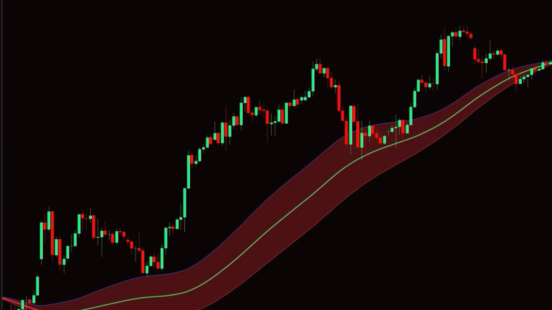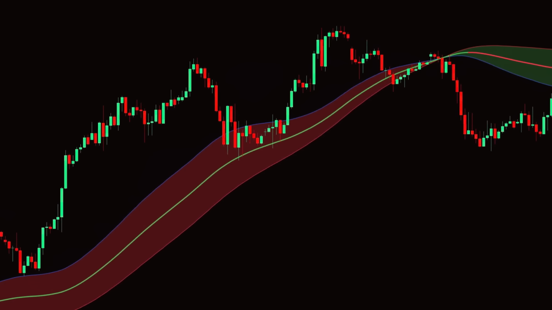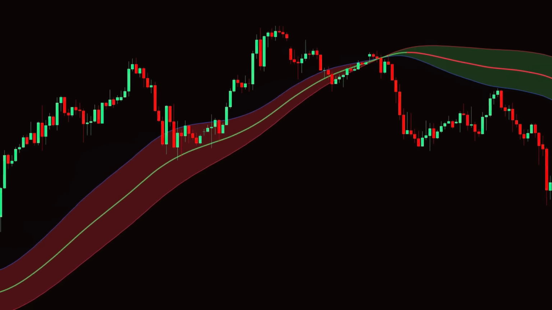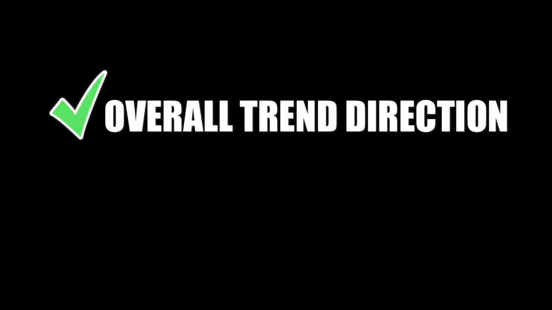Watch this setup. Price is already above the EHMA ribbon. Trend still looks healthy. The pullback isn't unusually deep. If all we cared about was the trend, this should continue higher, right? But instead, buyers never regain control. Price rolls over, breaks lower, and the trend is over. The ribbon didn't fail. It did exactly what it was designed to do. It tells us the overall direction of the market. What it didn't tell us was whether this particular pullback still has enough strength behind it to continue.